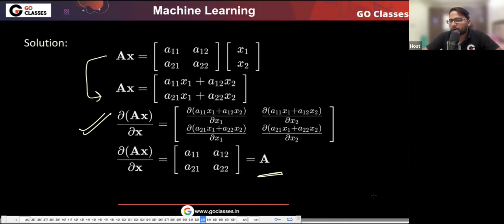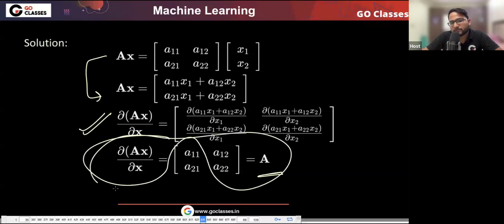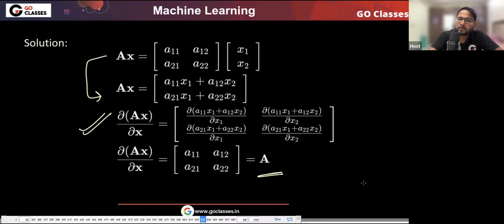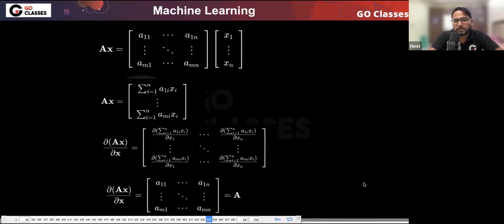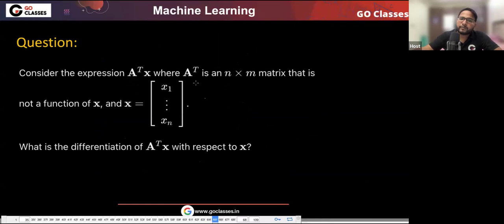So we don't need to do it again and again. You can just remember that differentiation of Ax with respect to x will be just A. I mean, this is common sense. Ax with respect to x will be A. Is this fine to everyone? Can you just remember this result directly? Okay, let's see more examples, and then I will come to this remember part or not.